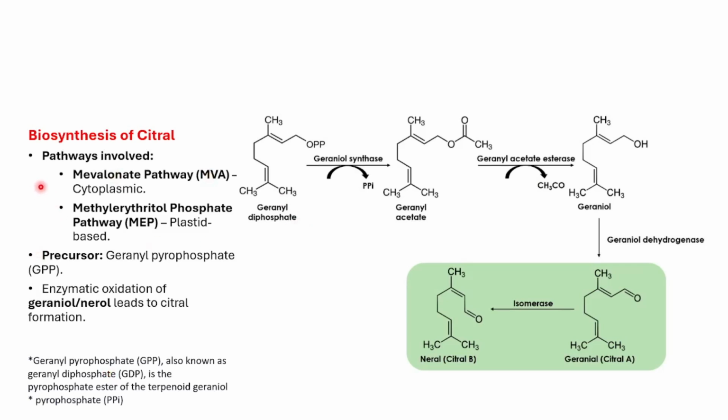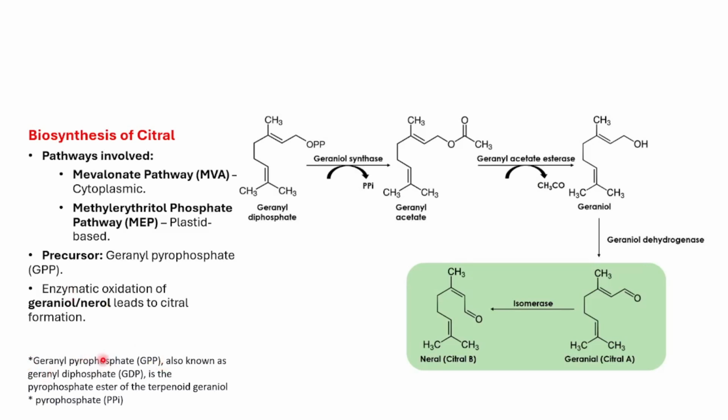There are two pathways involved in the synthesis of citral. First one is the mevalonate pathway, which takes place in the cytoplasm, and second one is the methyl erythritol phosphate pathway, which happens in the plastid. The precursor of citral is geranyl pyrophosphate. Enzymatic oxidation of geraniol or nerol leads to citral formation.